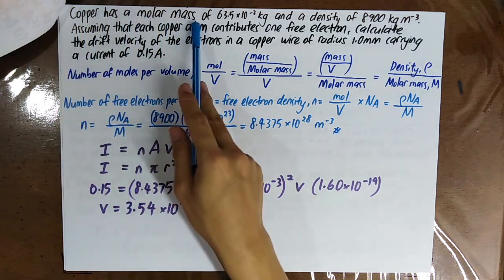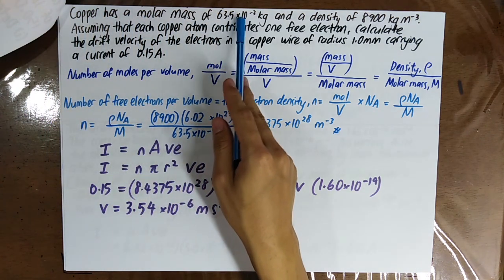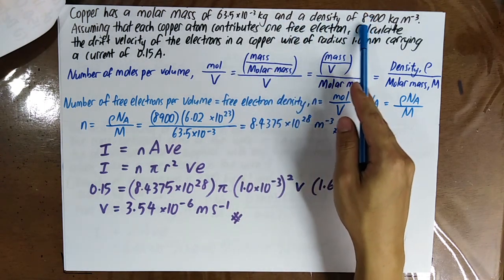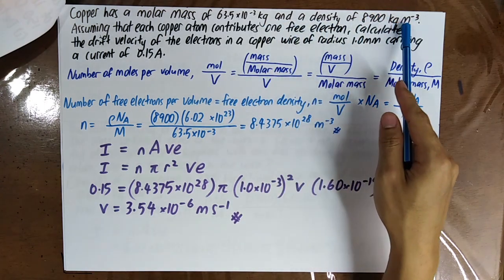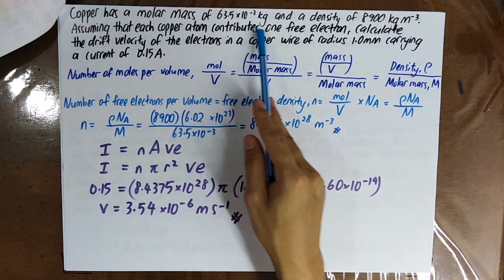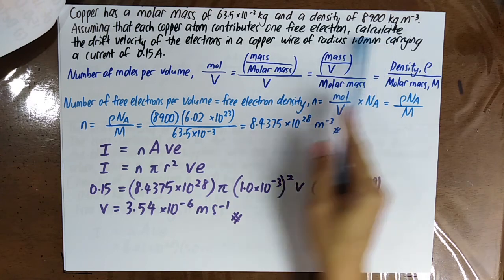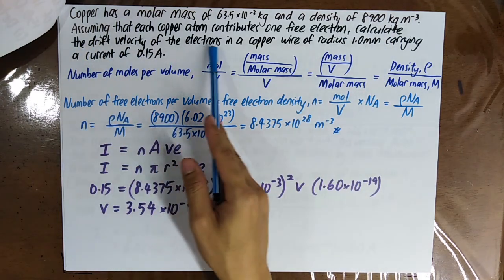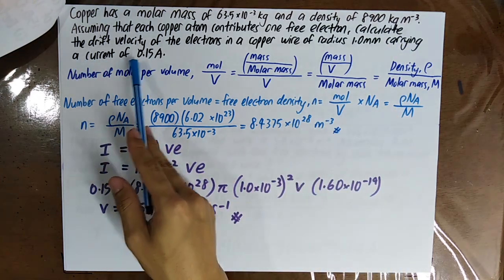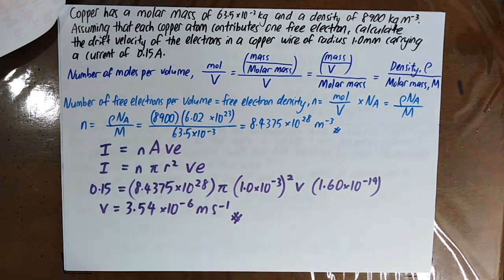Copper has a molar mass of 63.5 times 10 power negative 3 kg and a density of 8,900 kg per meter cube. Assuming that each copper atom contributes one free electron, calculate the drift velocity of the electrons in the copper wire of radius 1 mm carrying a current of 0.15 ampere.